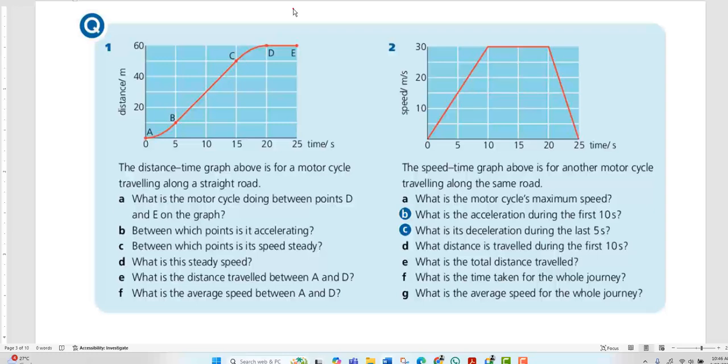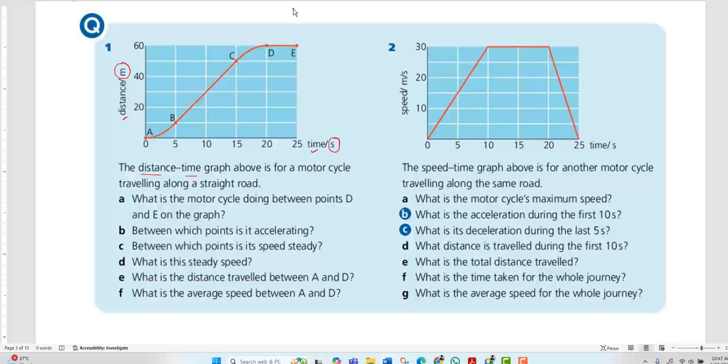The distance time graph above is for a motorcycle traveling. When such type of questions or graphical questions come, you have to be very careful and read slowly first. Because you have a pen and paper exam, you will write distance time graph. We'll verify that this is distance, this is time, and also check in what units it is given. It is meter per second. Because suppose it is given in centimeters, then in the final answer you have to convert them. So you have to be very careful.